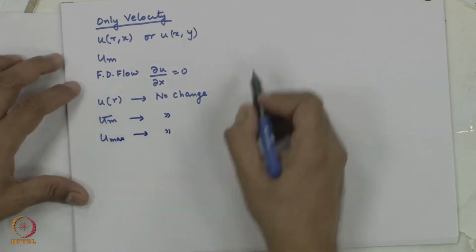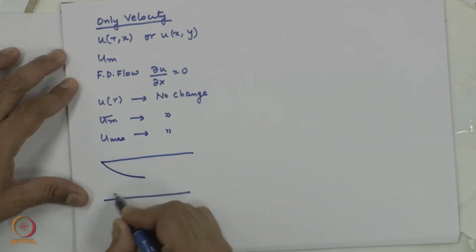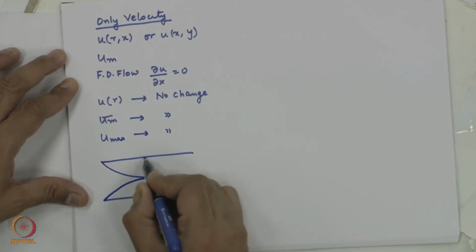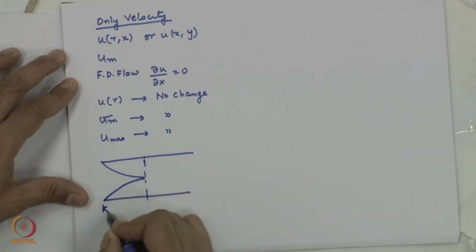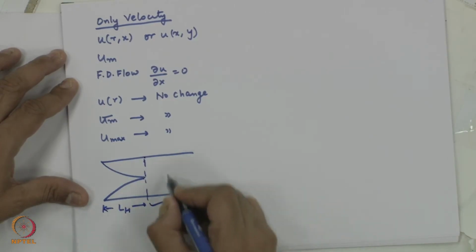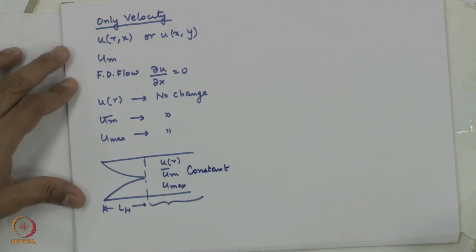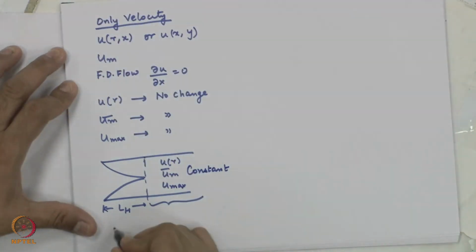All these, once you come to the location of the hydrodynamic entrance length, from here on, this is LH, u of r, u bar, u max are all constants. Okay. This is the hydrodynamic part.